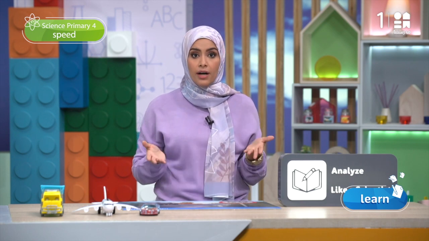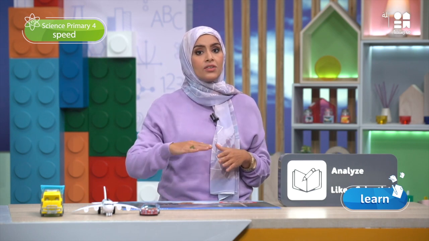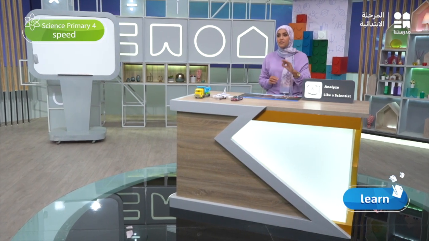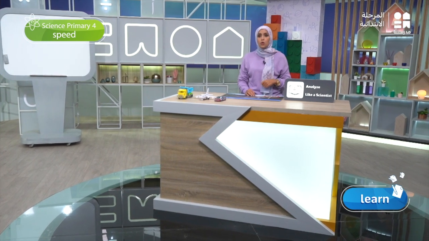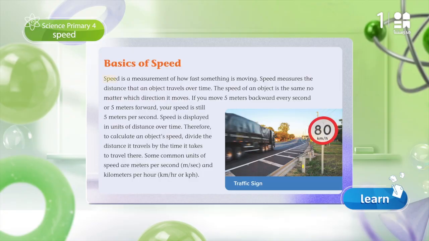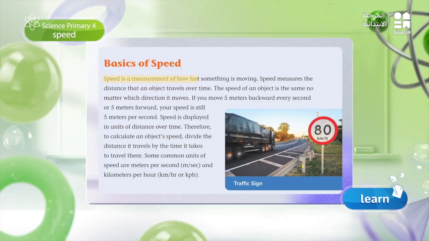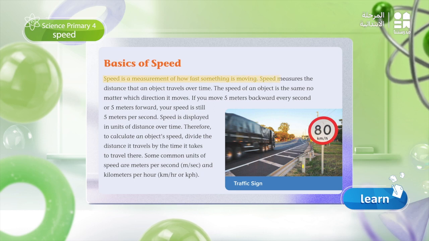Someone else can draw a car that goes on the road and write that speed means that the car travels with a specific speed in a given period of time. We can think of many drawings and definitions, but what is the scientific definition of speed in science? Of course, we all highlighted the sentence: speed is a measurement of how fast something is moving.